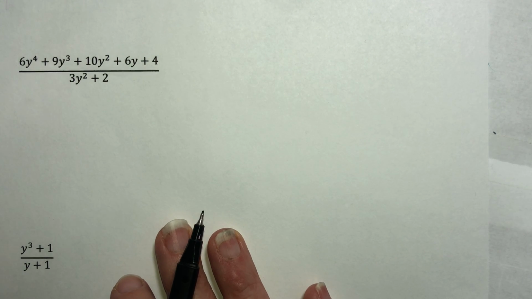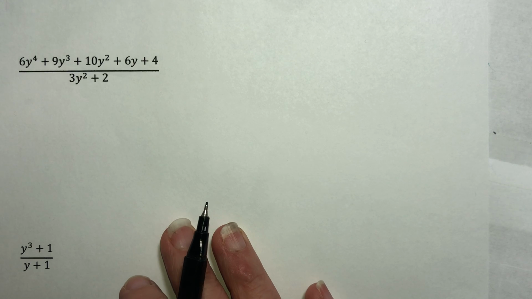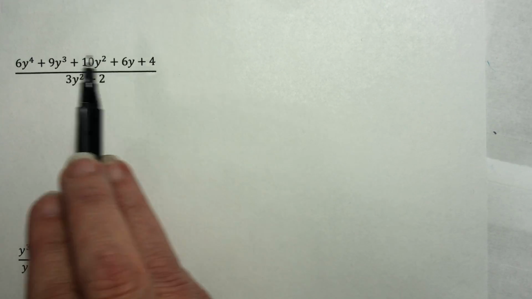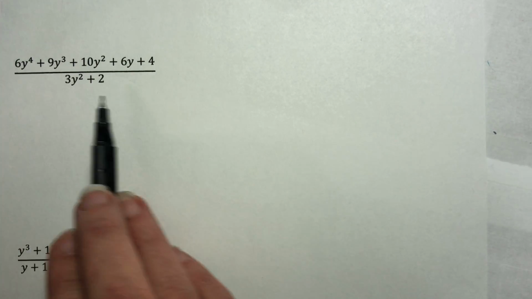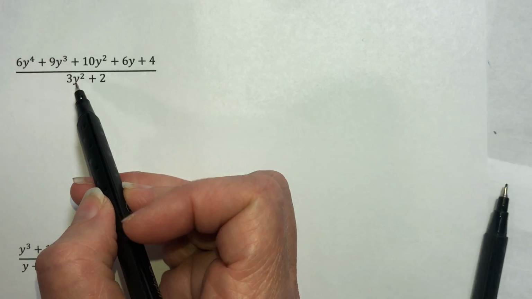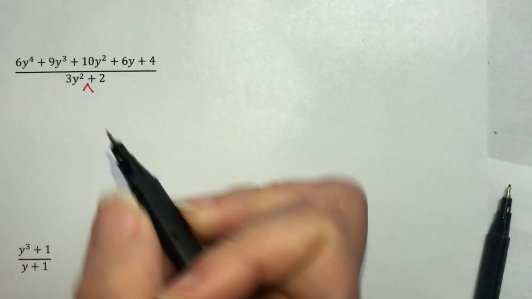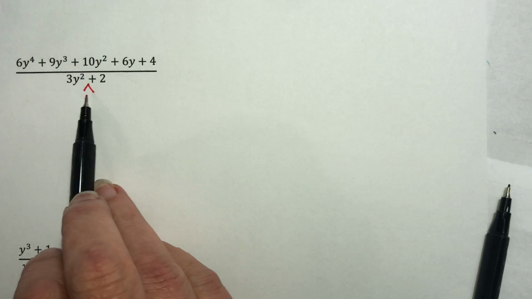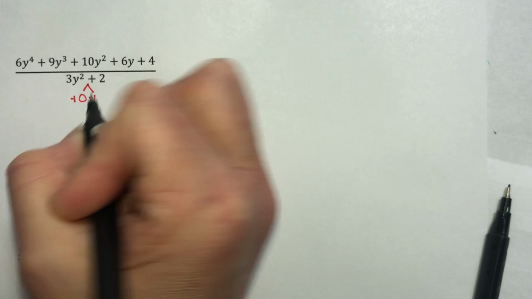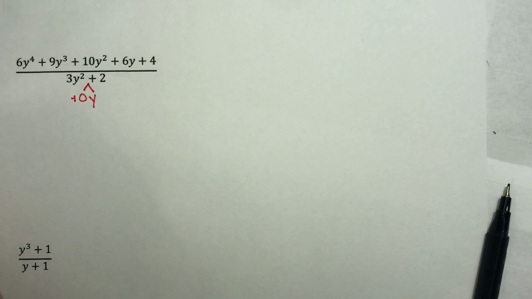This is part 4 of section 5.6. We're doing long division. If I look at this one, I have a 4, 3, 2, 1 constant. Everything is there, everything is in order, the numerator is good. In the denominator, I have a y squared, I do not have a y, and then I have a constant. Anytime you're missing something, you're going to add 0 and then whatever term is missing, so 0y.